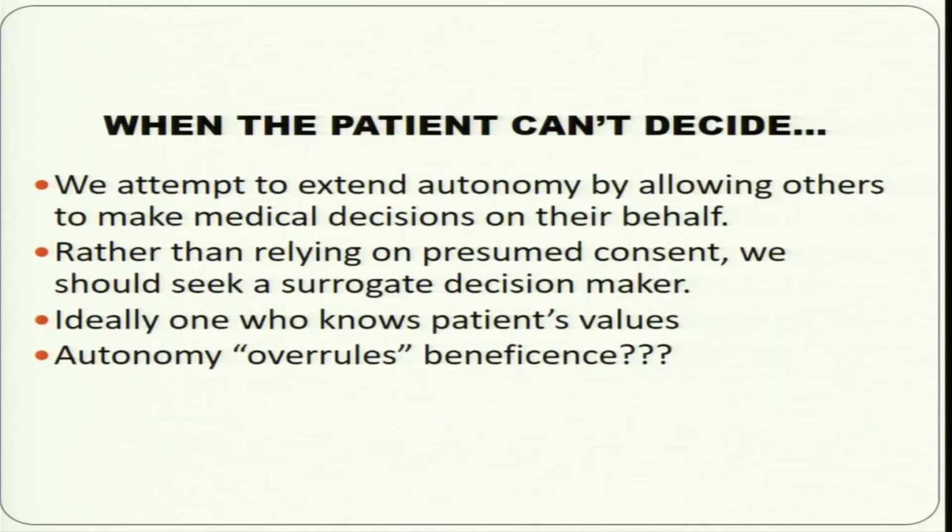When the patient cannot decide, who will take decision? We attempt to extend autonomy by allowing others to make medical decisions on their behalf. This is extended autonomy. Rather than relying on the presumed consent, we should seek a surrogate decision maker. We should find out from the family somebody who is very close to patient, related to patient, and who can take decision on behalf of patient. Ideally, he should be the one person who knows about patient's values, very close to him. Sometimes it is a friend also who is very close to patient, they can take decision.